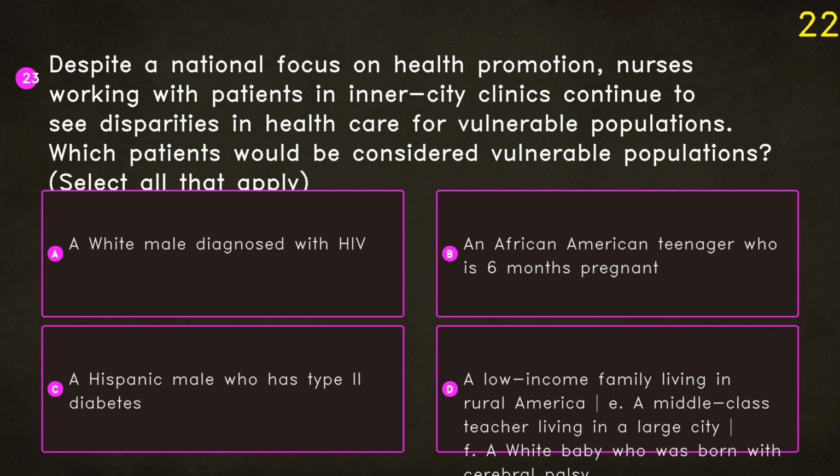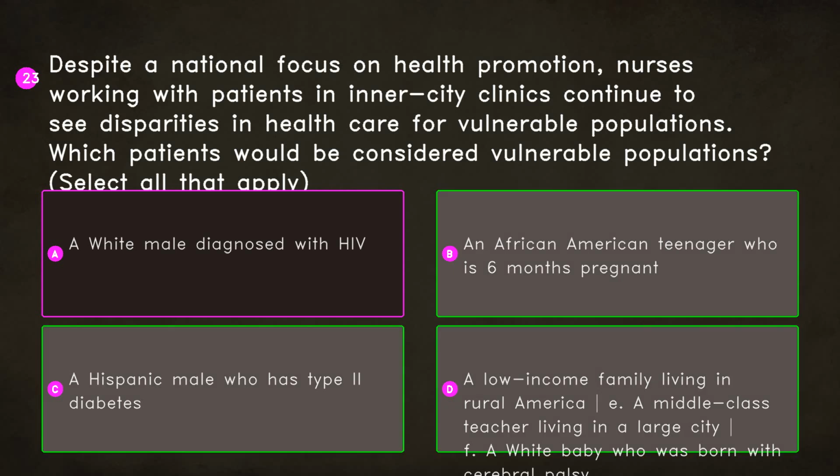Which patients would be considered vulnerable populations? Select all that apply. A. A white male diagnosed with HIV. B. An African American teenager who is 6 months pregnant. C. A Hispanic male who has type 2 diabetes. D. A low-income family living in rural America. E. A middle-class teacher living in a large city. F. A white baby who was born with cerebral palsy.